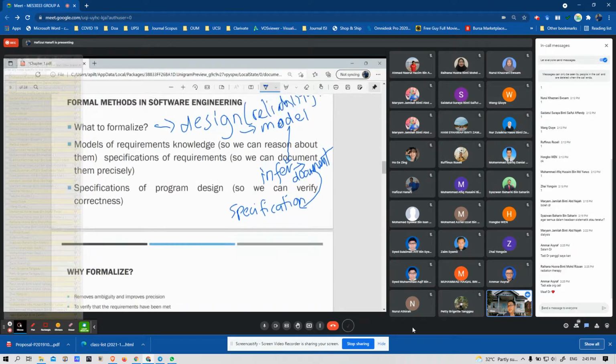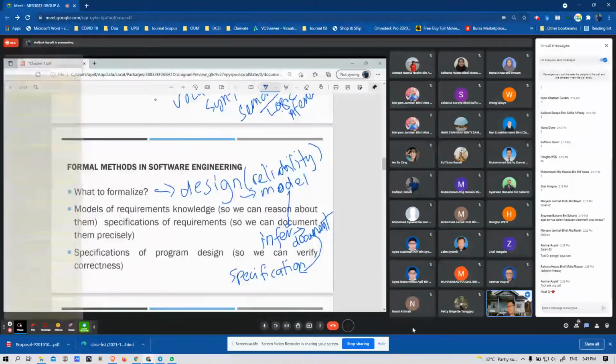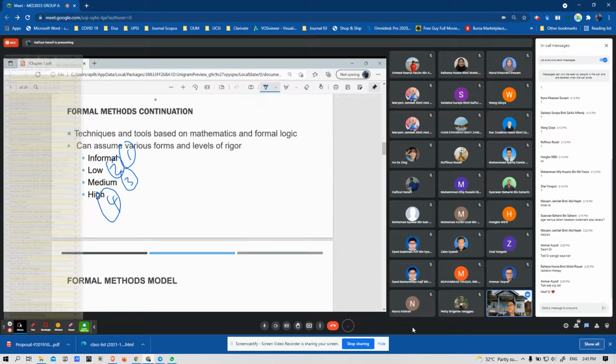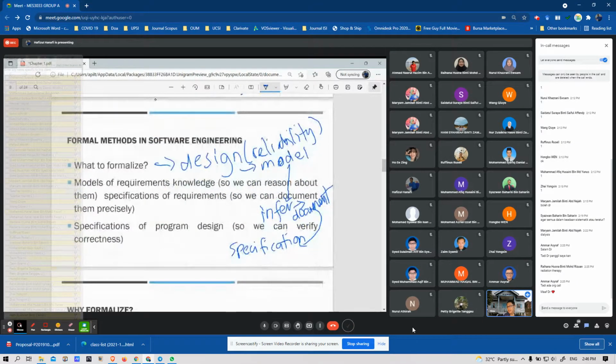This involves a lot of stages. For the stages, as we look back again, we have informal, low, medium and high. Formalization phase one is informal, and then we go to low, and then medium, number three, and specification is high. Okay, this is the leveling.